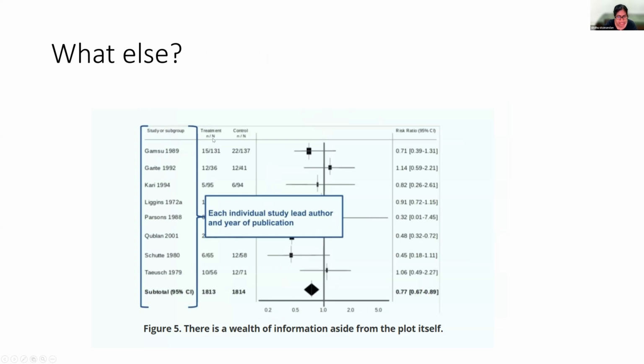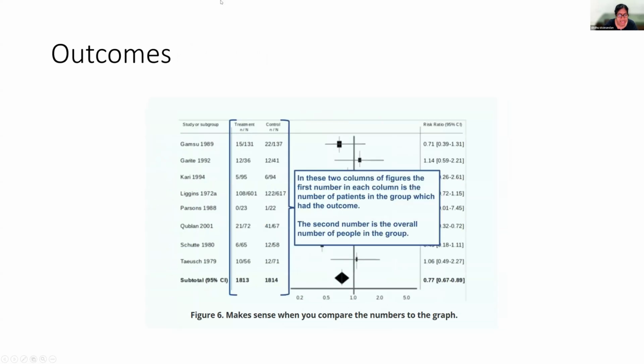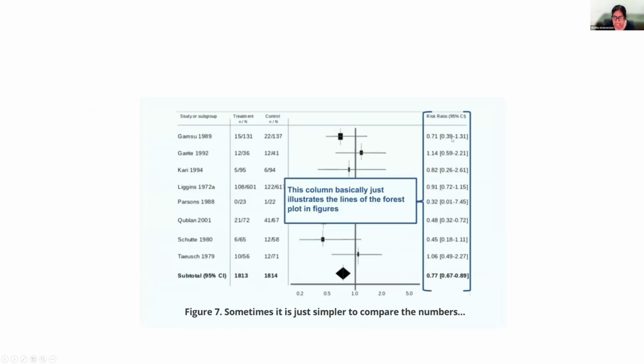Here the second section tells about the event rate and the sample size in each arm, right? So not sample size, the number of participants in each arm. So here the event rate and the participants in control arm. So we will get a number, and finally we have the total number of event rates as well as the total number of participants in each of the 2 arms. That is what is understood. And the third one is a depiction of each of these.